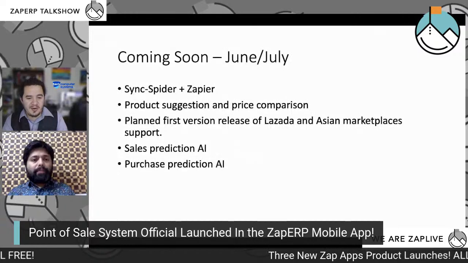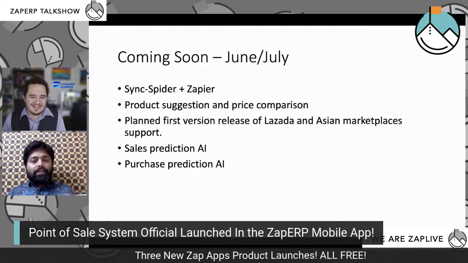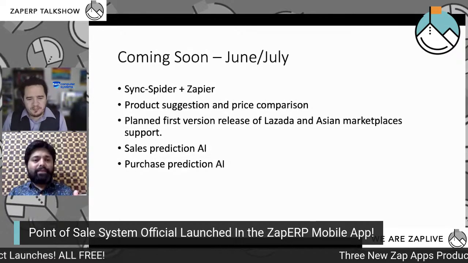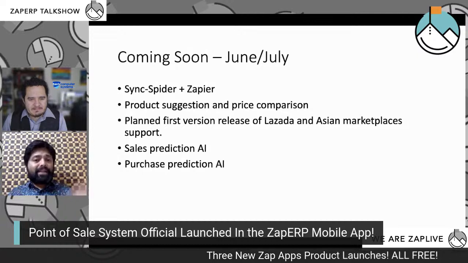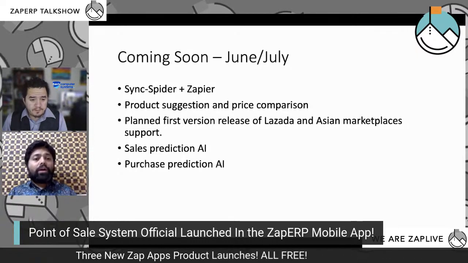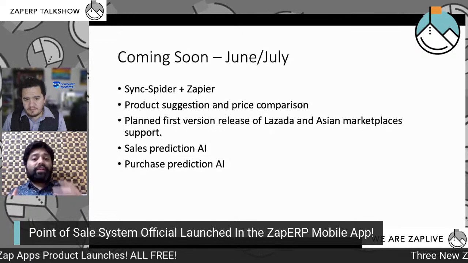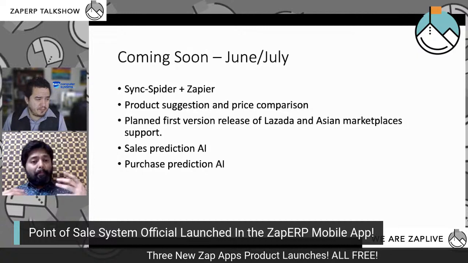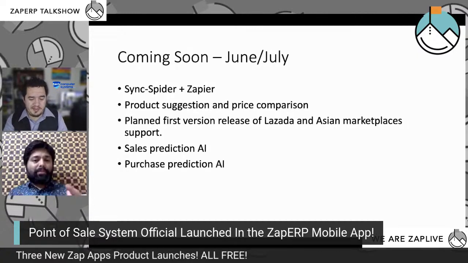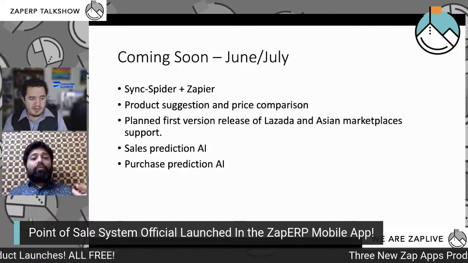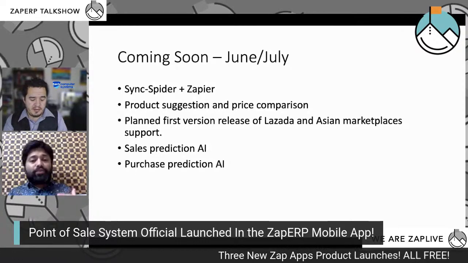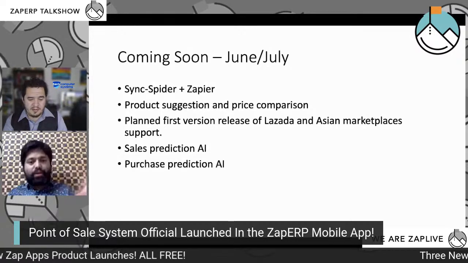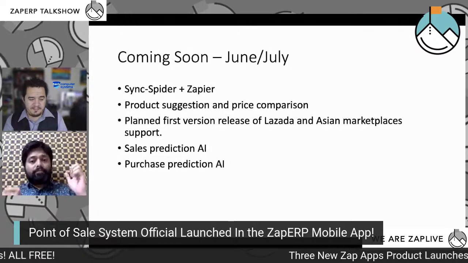Perfect. All right. And then I'll just quickly go through some of the other updates that we have scheduled for June, July. Sync Spider, Zapier, definitely coming soon. Product suggestion, price comparison that we just discussed some time back. Then we planned the first version release of Lazada and Asian marketplaces. This is again one major update for ZapERP in June and July, where a lot of our Asian customers are going to have those Asian marketplaces integrated. Guys, we haven't forgotten you. It's going to come, and it's going to come beautifully.